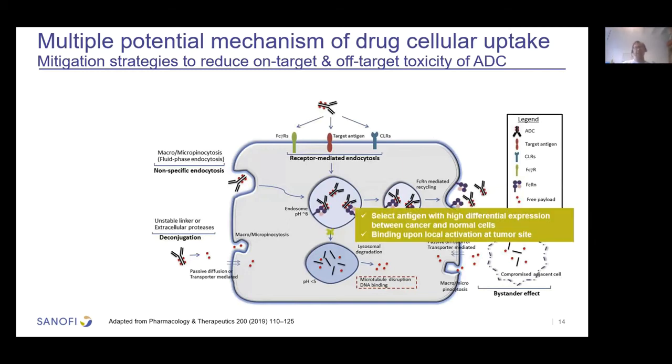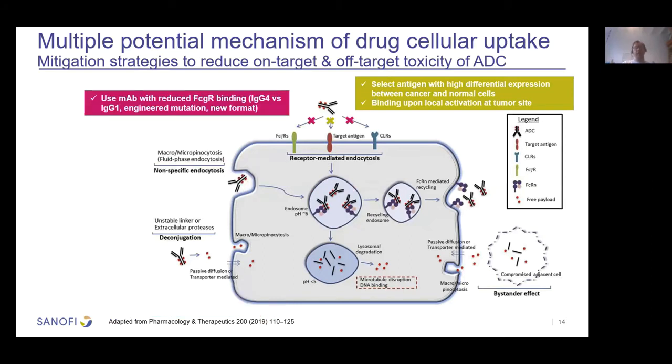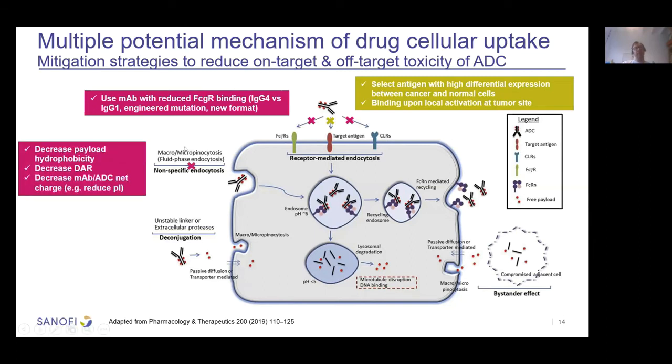I will be very brief, but there is a strategy to avoid Fc gamma R mediated internalization by using specific engineered mAbs with reduced Fc gamma R binding. There are also various strategies to avoid non-specific endocytosis by playing on the physicochemical properties of the payload and the antibody. There are also strategies to avoid deconjugation that could lead to premature release of the cytotoxic drug in the circulation that could cause toxicity.